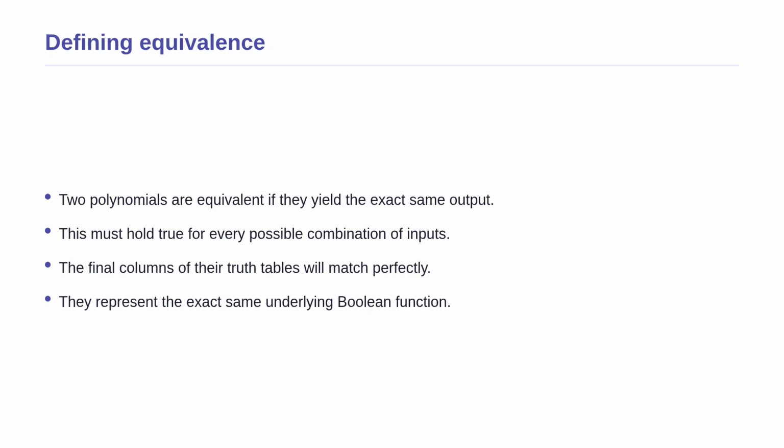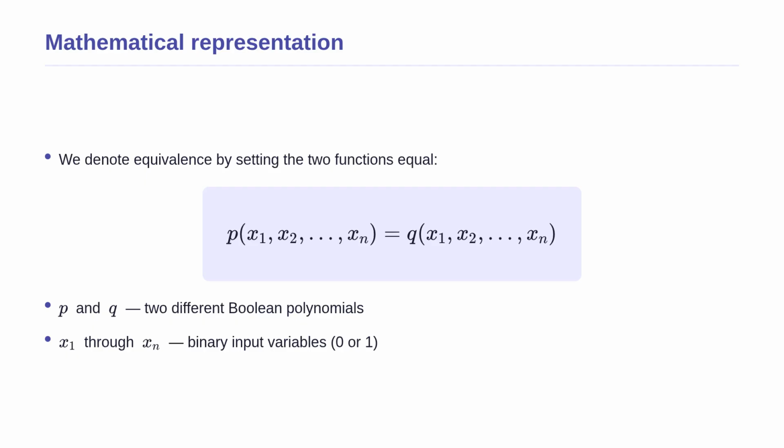This brings us to the core idea of equivalence. We say that two Boolean polynomials are equivalent if they produce the exact same output value for every single possible combination of input values. To put it simply, if you plug in every possible arrangement of zeros and ones into both expressions, the final column of their truth tables will match perfectly. This means that the two polynomials represent the exact same underlying Boolean function, even if their algebraic structures look completely different on paper.